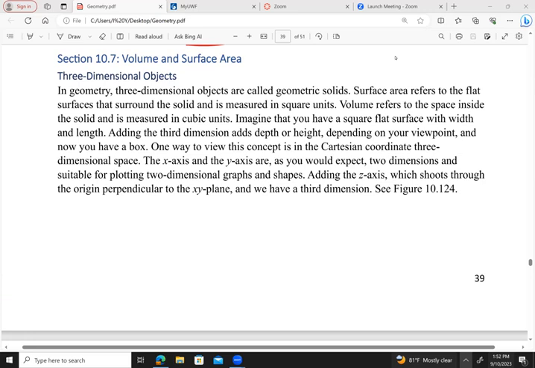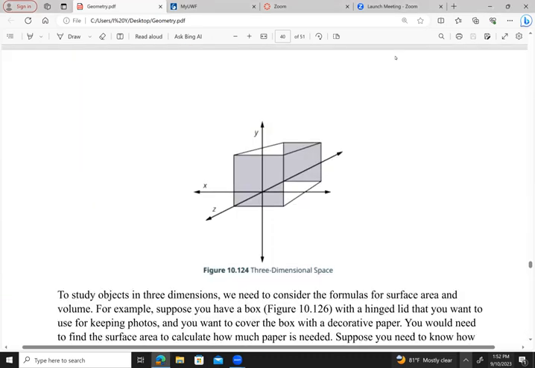So imagine that you have a flat surface, a square flat surface with width and length. Adding the third dimension adds depth or height, depending on your viewpoint, and now you have a box. One way to view this concept is in the Cartesian coordinate three-dimensional space. The x-axis and y-axis are, as you would expect, two dimensions and suitable for plotting two-dimensional graphs and shapes. Adding the z-axis, which shoots through the origin perpendicular to the xy plane, we have a third dimension, as in the figure here.